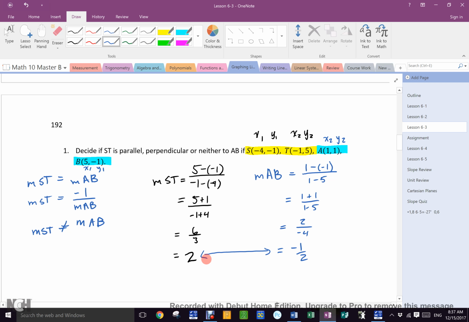How do those two slopes compare? They are perpendicular. So ST is perpendicular to AB. Now, somebody always says, but Mr. Myers, that's a 2 and that's a 1/2. What is 2 really? 2 over 1. So when you flip it, you get 1 over 2, and when you make a positive, the opposite, it becomes negative. Is everybody good?